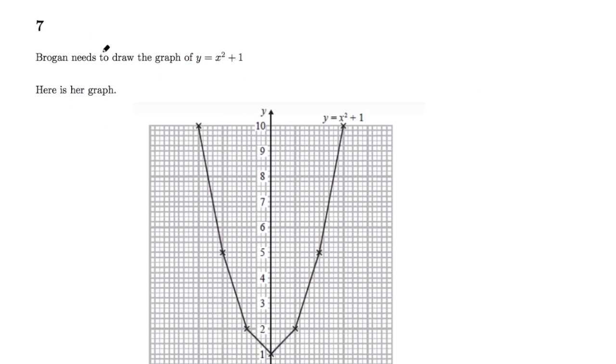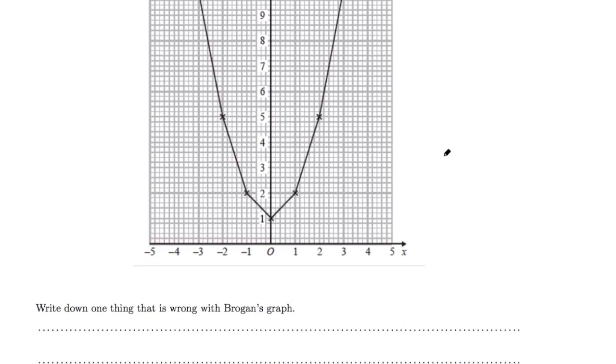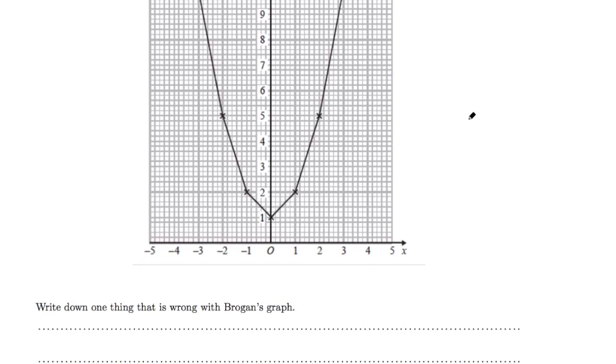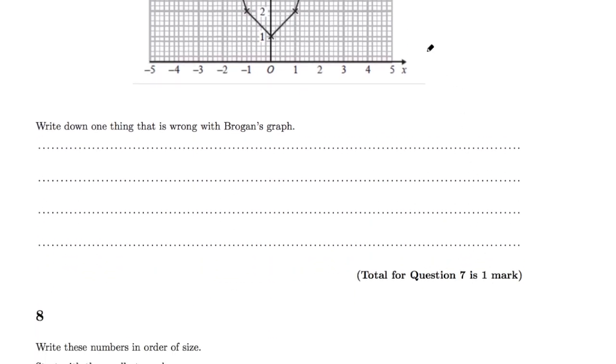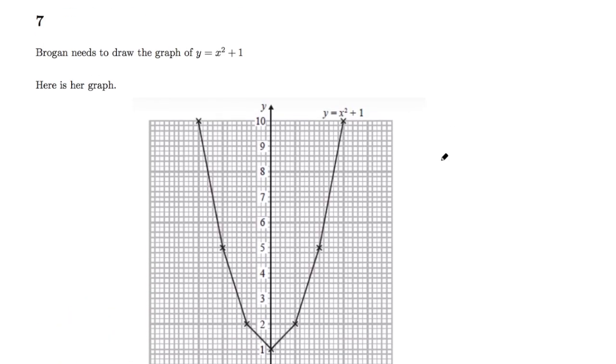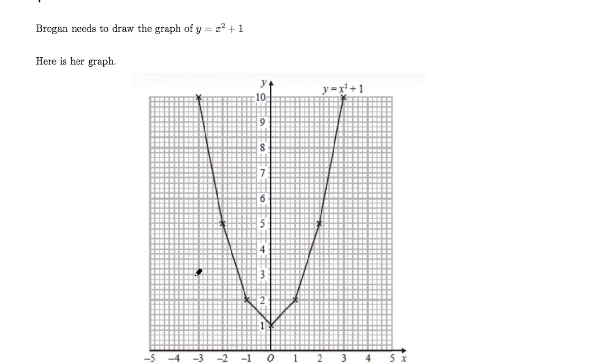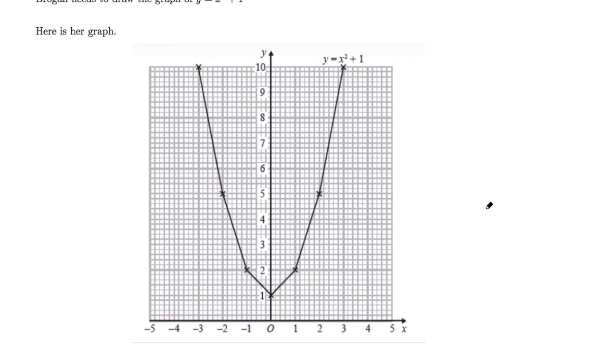Okay, question 7 says, Brogan needs to draw the graph of y equals x squared plus 1. Here's our graph. Write down one thing that is wrong with Brogan's graph. And this is for 1 mark. So write down one thing wrong with this graph. So it's not a bad graph. There's one thing jumping out at me. She's labelled her axes. She's done her scale correctly. She's labelled the graph. Her points look accurate.